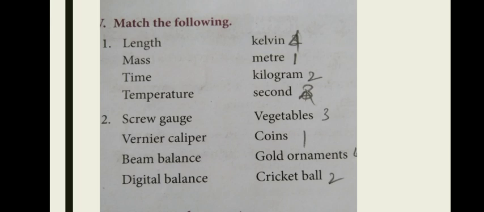Next one is the screw gauge. The screw gauge is used to measure coin thickness; vernier caliper, cricket ball; beam balance, vegetables; digital balance, gold ornaments.